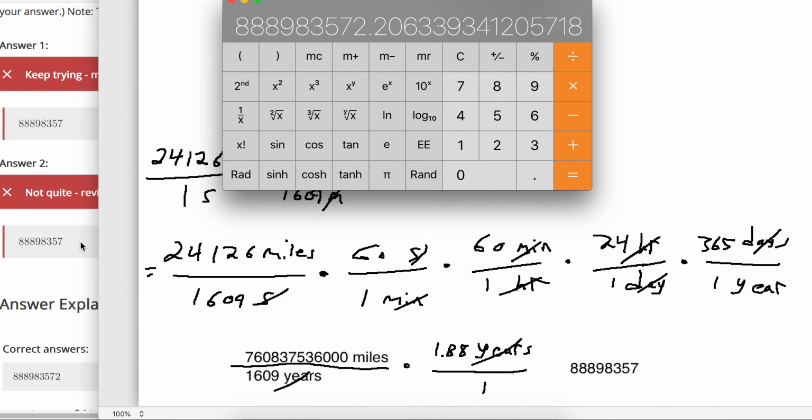So I guess the takeaway from this one is you might be doing the math right, Newton might be marking it wrong, and it might be just because you're dropping a 0. So just type those in really, really carefully, okay?